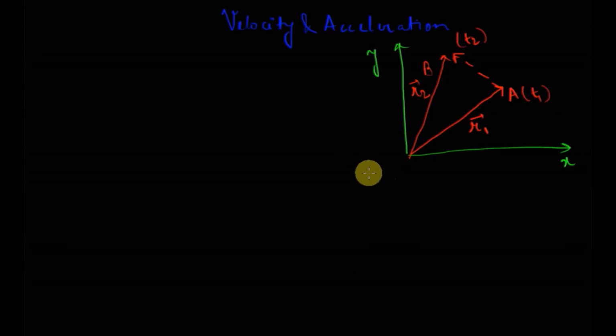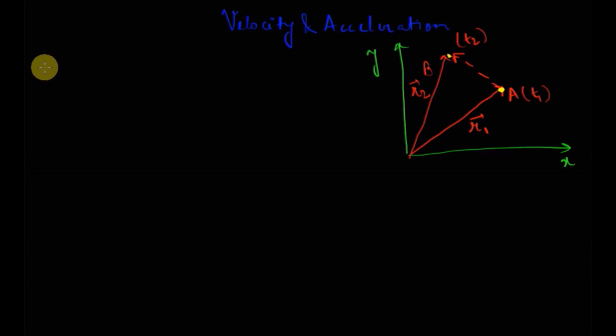Now let us use all the concepts we discussed earlier to understand velocity and acceleration. So let us have a coordinate system xy. In that coordinate system, let there be a particle which at time t is equal to t1 is at point A, and it moves in this coordinate system such that at time t is equal to t2, it reaches point B, right? So at t is equal to t1, the position vector of this particle is denoted by this r1 vector, and at t is equal to t2, the position vector is denoted by r2 vector.